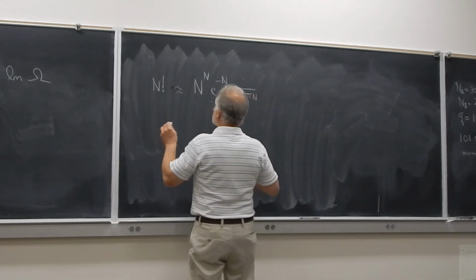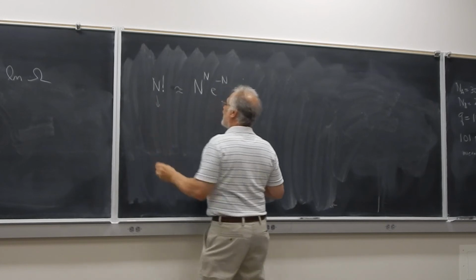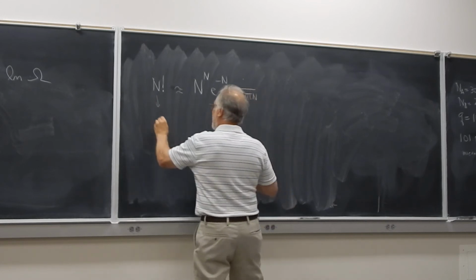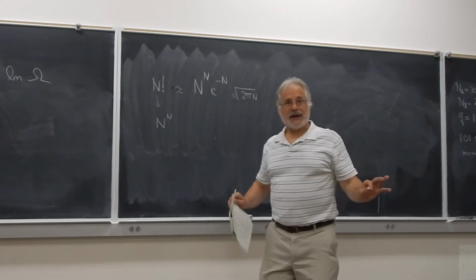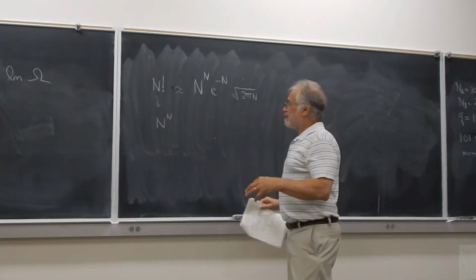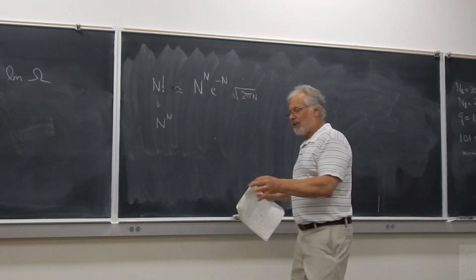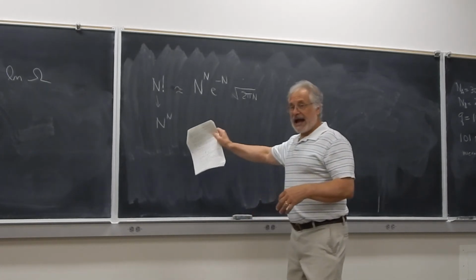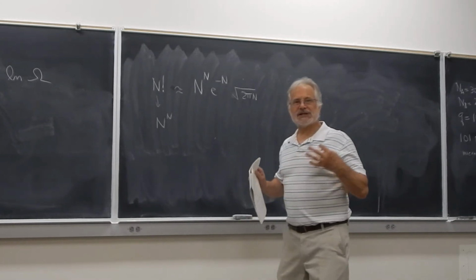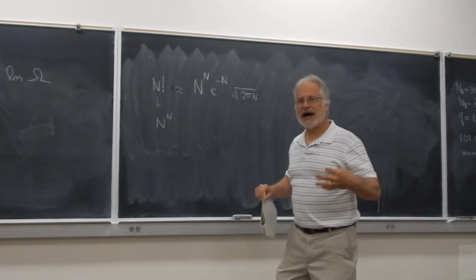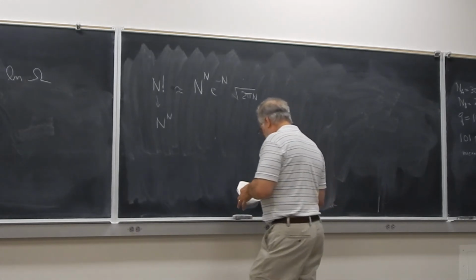So the first thing, let's do this. Let's replace n factorial by n to the n. Okay? Now that's going to be too big, right? Because n factorial is n times n minus 1 times n minus 2 times n minus 3, all the way down to 1. n to the nth power is n times n times n times n times n. So this is already much too large. So I'm going to have to ameliorate that situation by doing the following.